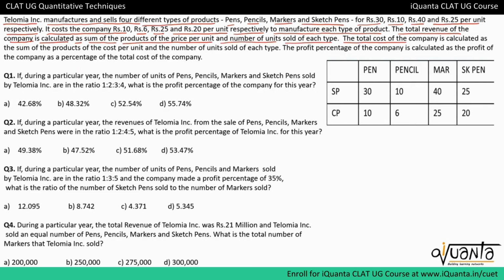The total cost of the company is calculated as the sum of the products of the cost per unit and the number of units sold of each type. The profit percentage of the company is calculated as the profit of the company as a percentage of the total cost of the company. So we have 3 terms over here: total revenue, total cost and profit.